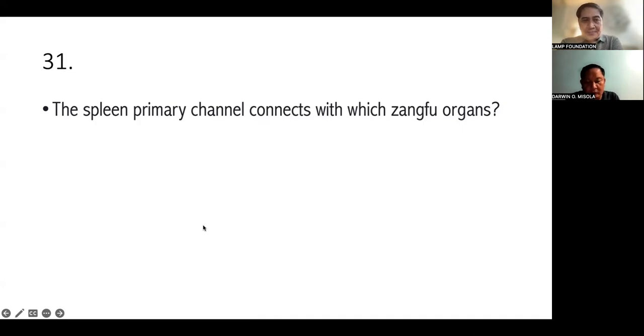Now, the spleen primary channel connects with which Zangfu organs? There are many. Can you mention the Zangfu organs? Stomach, lung, heart. Diaphragm, the tongue, of course. Right? Tongue. Spleen, stomach, heart, the diaphragm, esophagus, tongue.